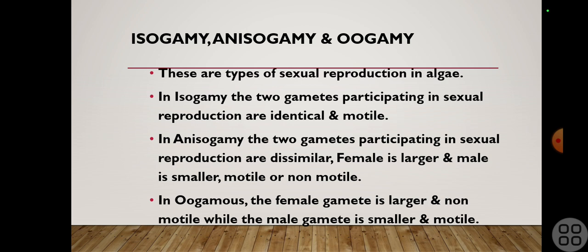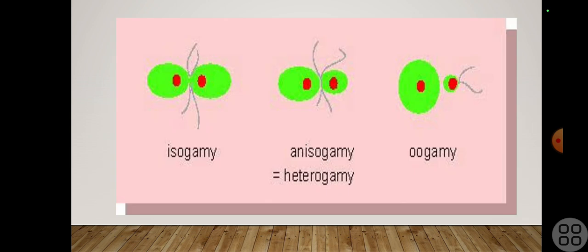In anisogamy, the two gametes from the two different parents participating in sexual reproduction are dissimilar. The female is larger in size while the male is smaller in size. They may be motile or non-motile. In oogamy, the female gamete is larger and non-motile while the male gamete is smaller and motile. This is the diagram showing the difference between isogamy, anisogamy, and oogamy.